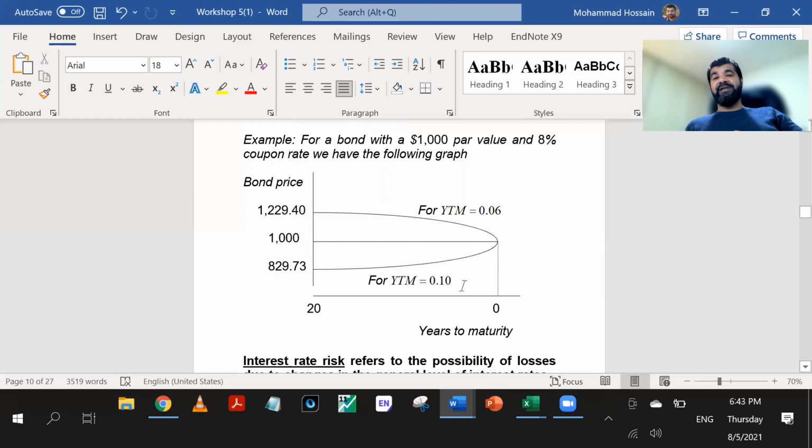For YTM of 10%, yield to maturity is 10%. So 8% is your coupon rate, but your YTM is 10%, and the bond price will go down. If your coupon rate is 8% but YTM is 6%, less than the coupon rate, so the coupon rate is higher than the YTM, the bond price will increase. If the coupon rate is lower than the YTM, the bond price will drop. That's the meaning.